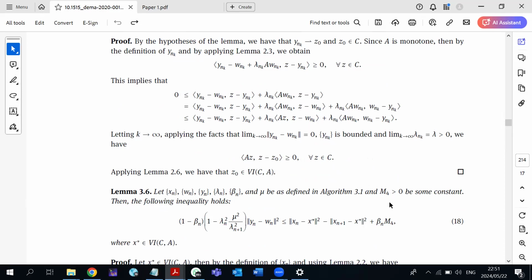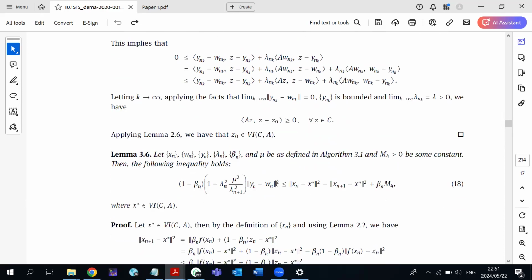Okay, M4 is greater than 0. So I need to just join this. Look at the proof and see how they arrived at the M4. I said they use M4 to bound something. Where does M4 bound anything in the statement of the proof, in the hypothesis? Does that show that M4 bounds anything? Now check the proof and see what I've said.